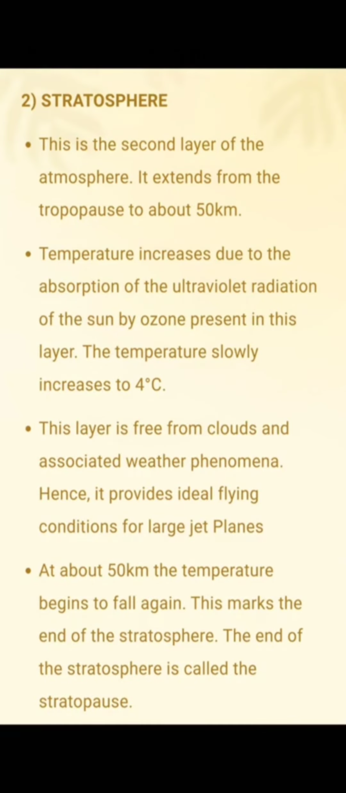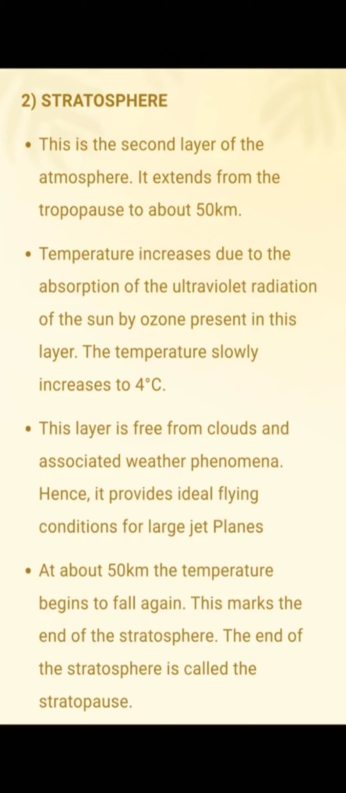Now the next layer, that is the stratosphere. This is the second layer of the atmosphere. It extends from the tropopause to about 50 km. Temperature increases due to the absorption of the ultraviolet radiation of the sun by ozone present in this layer. The temperature slowly increases to 4 degrees Celsius. This layer is free from clouds and associated weather phenomena. Hence, it provides ideal flying conditions for large jet planes.